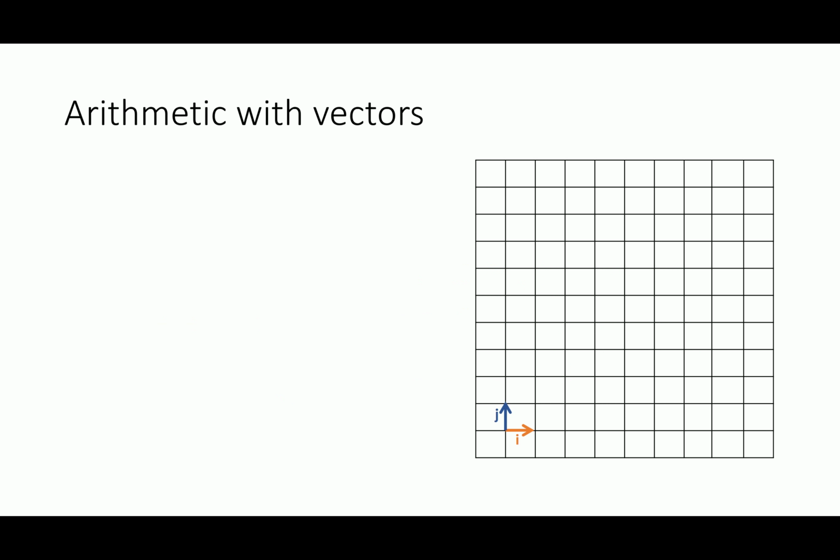How do we do arithmetic with vectors? Well, let's start off with a vector p, which we're going to say is minus i plus 2j, so it looks like this, and a vector q, which is 3i minus 2j, so it's going to look something like this.